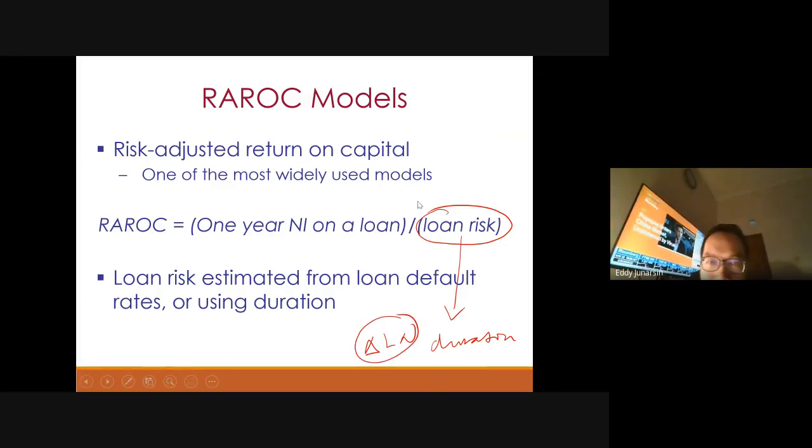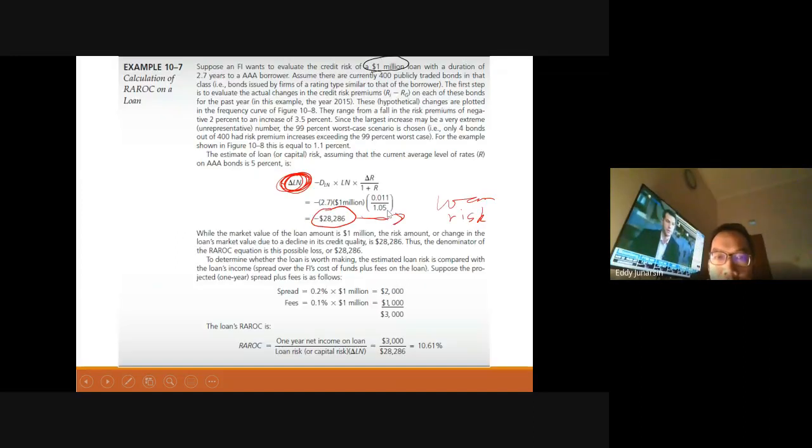So what about the numerator now? The numerator, see the information here. What will we get? Net income. Okay, so we get spread here. Spread is 0.2%. So the meaning of spread, you could see the word spread, right? It's the difference between one thing and another.